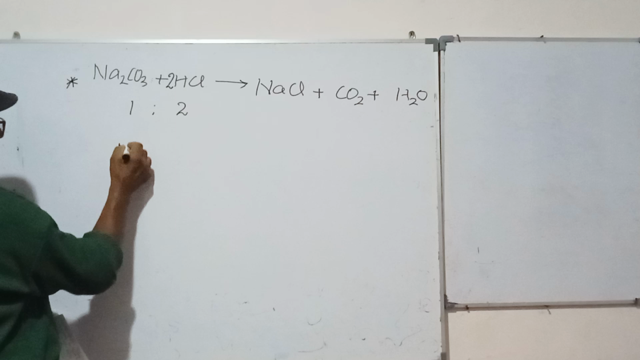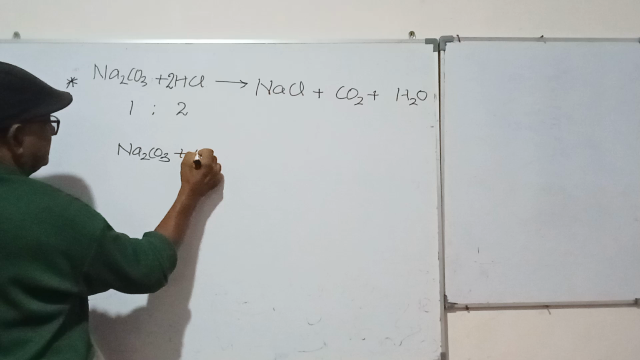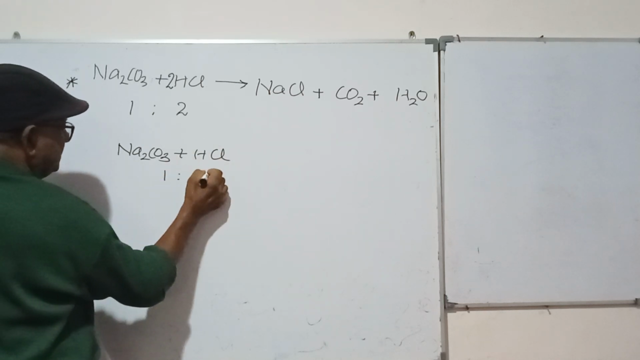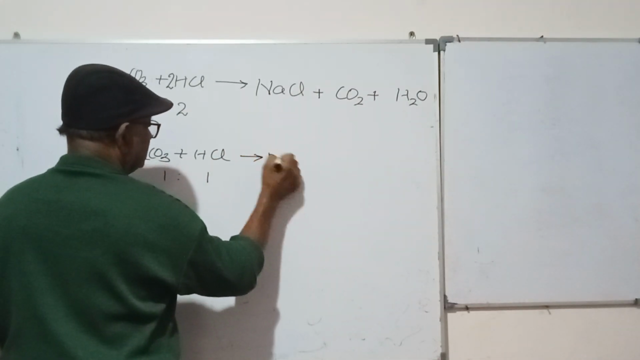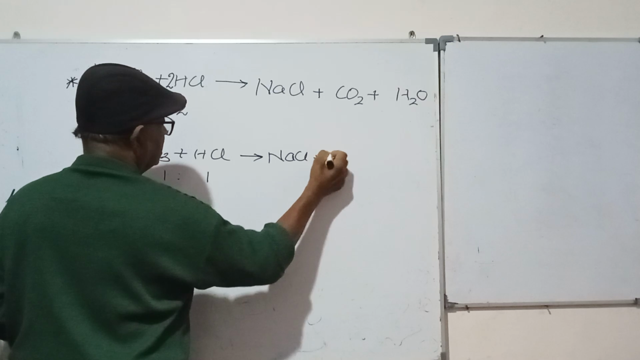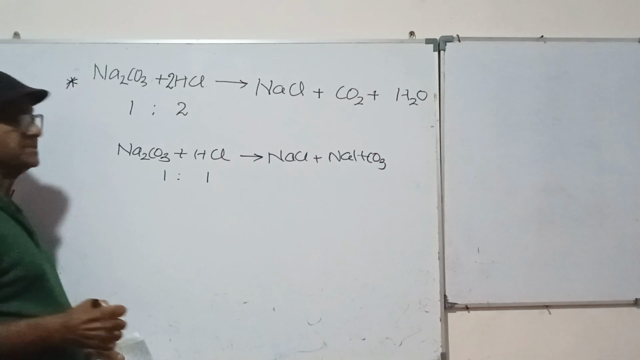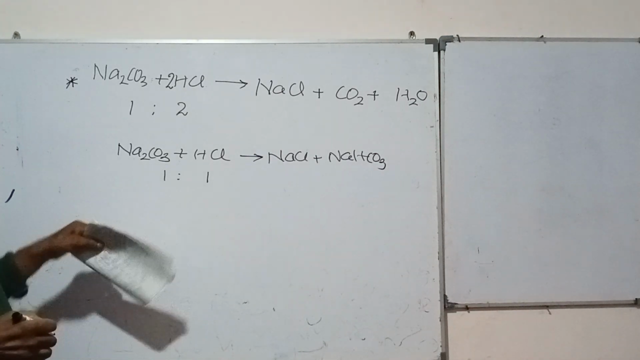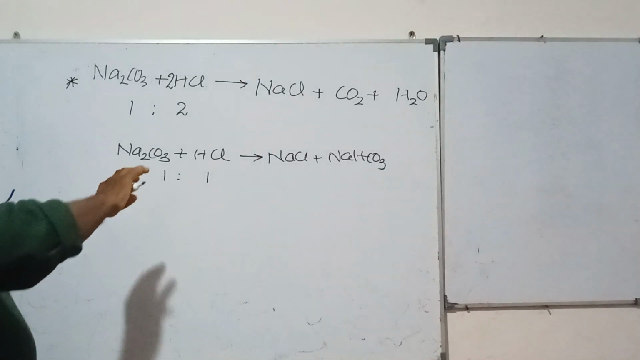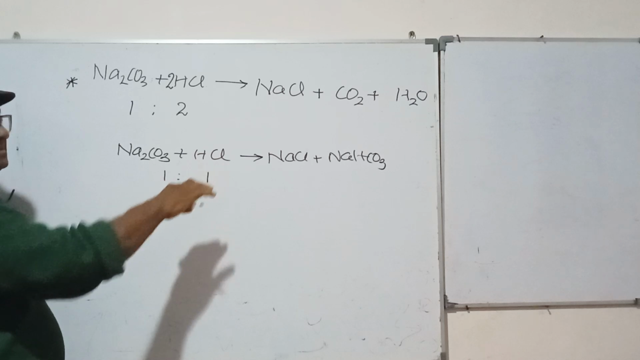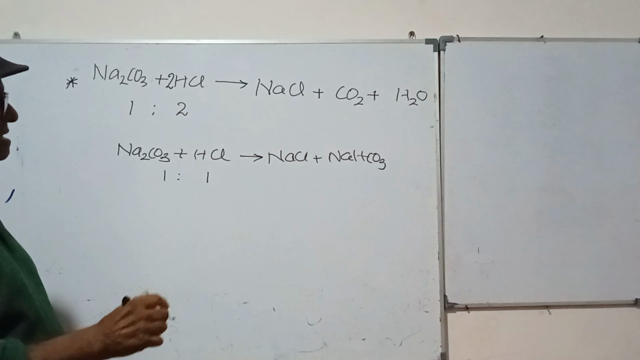First step, Na2CO3 reacts with HCl in 1:1 ratio, giving sodium chloride and sodium bicarbonate. This is the first step. It occurs in 1:1 ratio. So, if we want, we can stop the reaction at that state. Right?